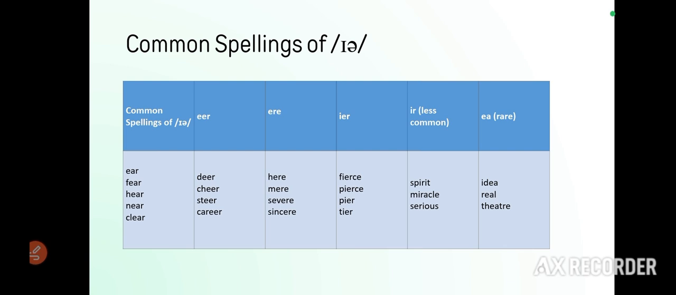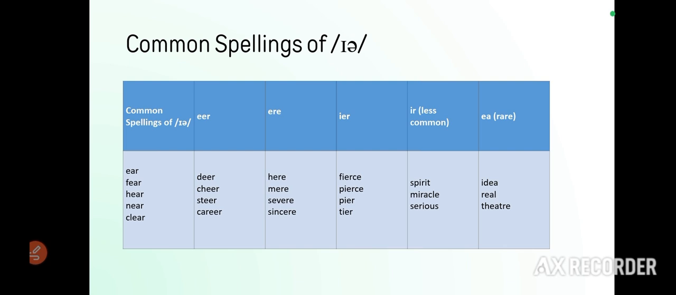We can see this sound as well: ear. This is ear. It is pronounced as E and R sound. Ear, as in ear, fear, hear.